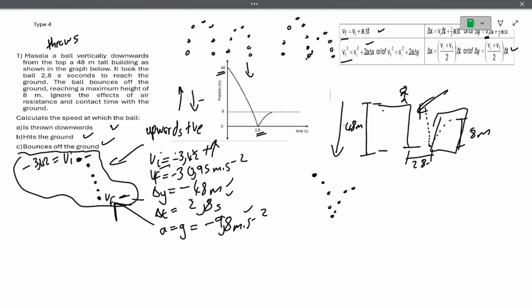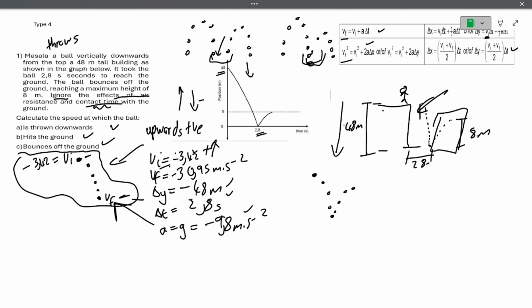What's the difference here? It's the contact time, the time that the ball stays on the ground. Here they are saying to ignore the effects of air resistance and the contact time. So we are treating this section as if the ball did not spend any time on the ground. We are dealing with it as if it hit the ground and came up at the same time. So that's why they say we must ignore the contact time, that the contact time is zero. There is no time spent on the ground. That's how this problem is formulated, and that's how we also have to deal with it.